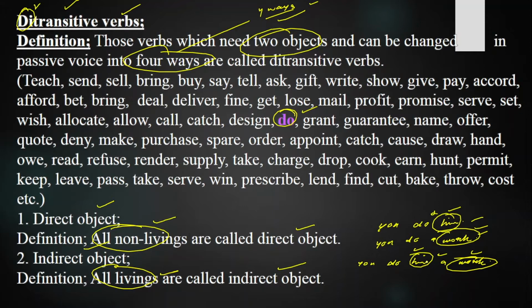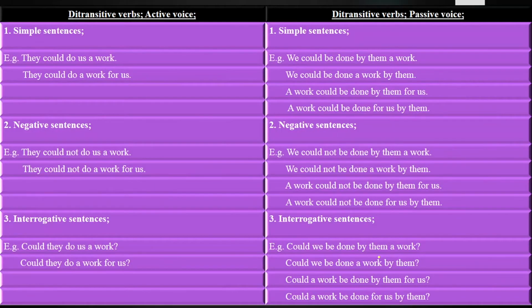And most of the time we bring the indirect object at the beginning and the direct object at the end. But if you want to shuffle the places, keep in mind your indirect object him will be followed by a preposition, like you do a work for him. So this is the way in active voice, two ways. But our main target is how we are going to change it from active voice into passive voice in four ways, which we will be discussing.